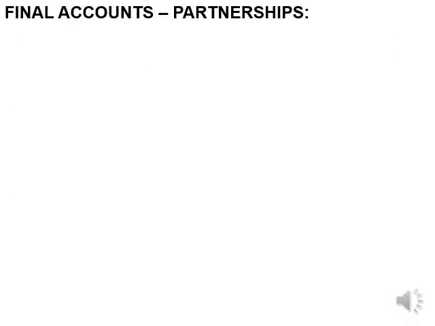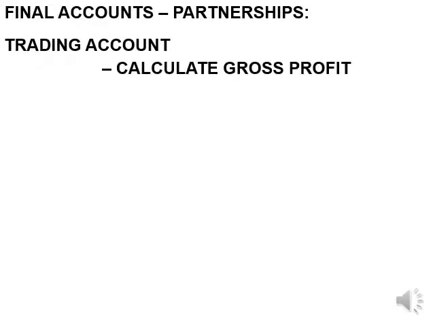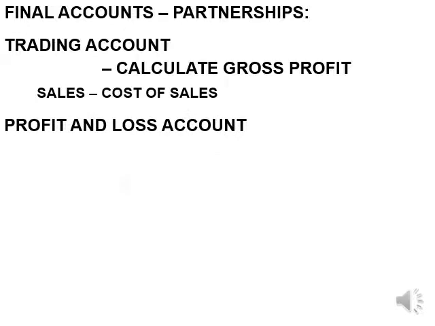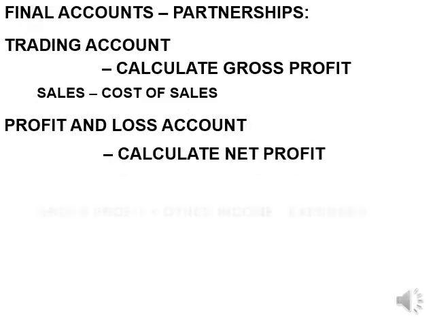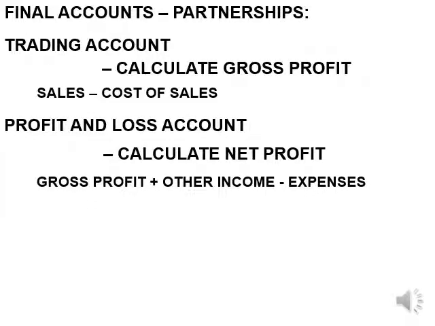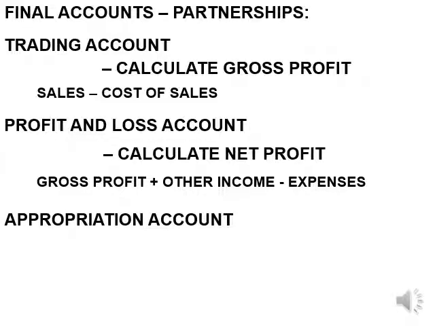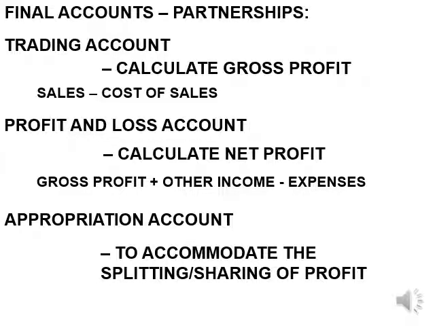So, to summarize, the final accounts in partnership is the trading account, where we calculate the gross profit. That is sales minus cost of sales, so that is what needs to be in the trading account. The profit and loss account is used to calculate the net profit. That is our gross profit plus other income minus expenses, so that is the accounts that need to be in the profit and loss account. And then the appropriation account we use to accommodate the splitting and the sharing of the profit.